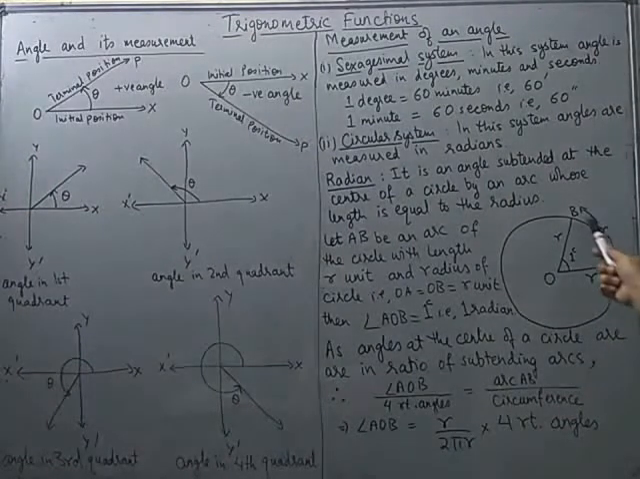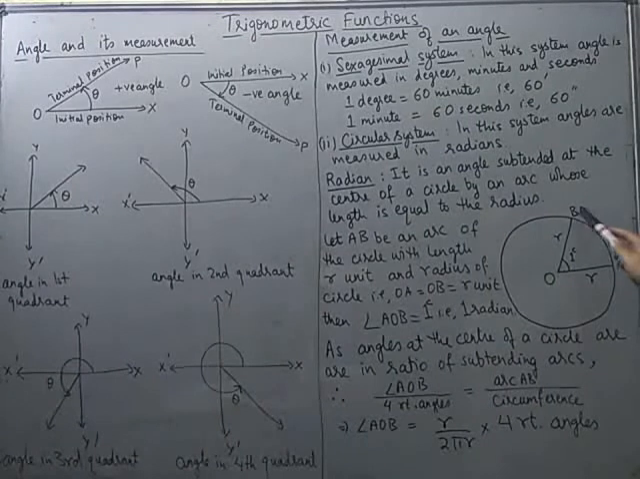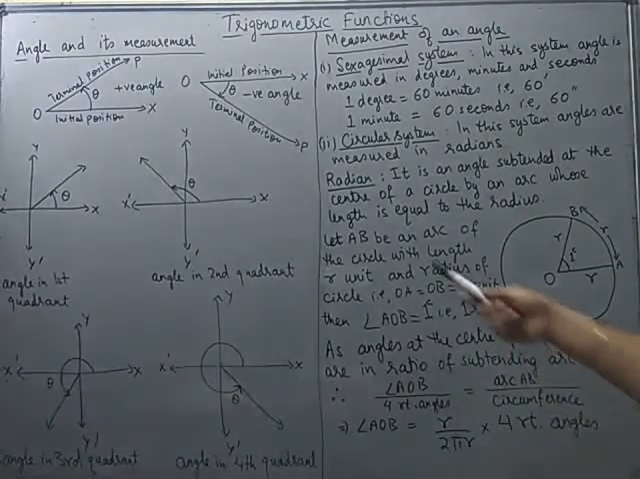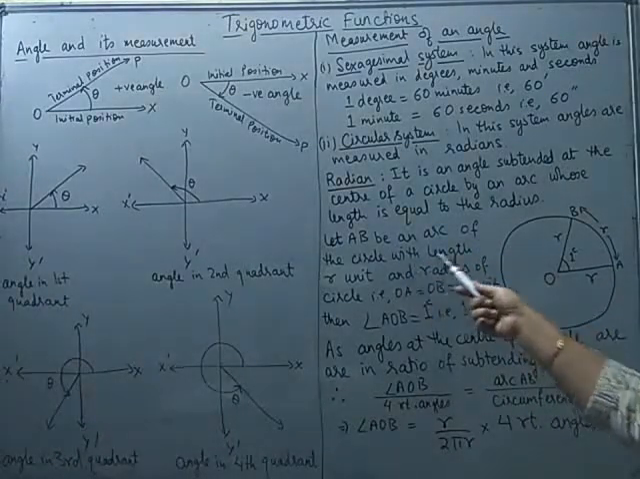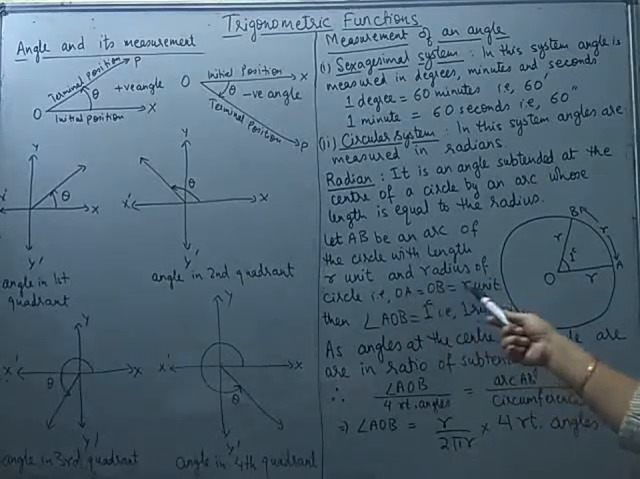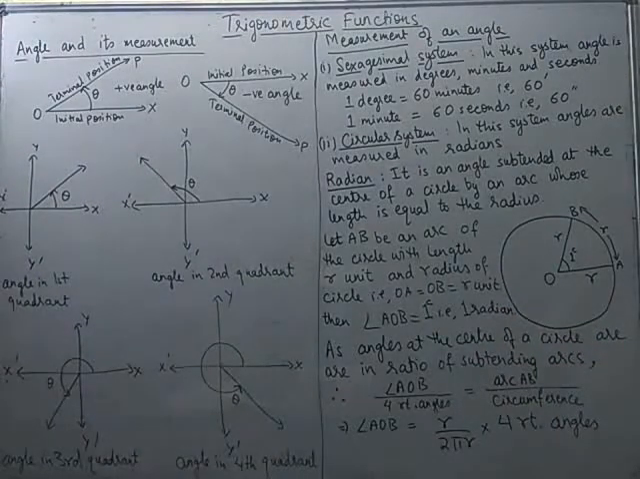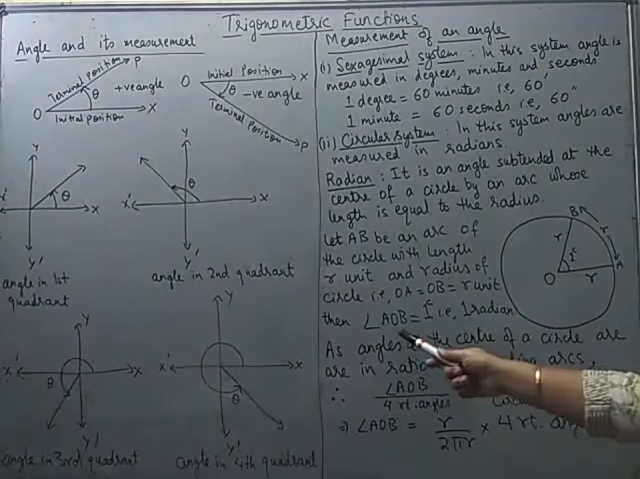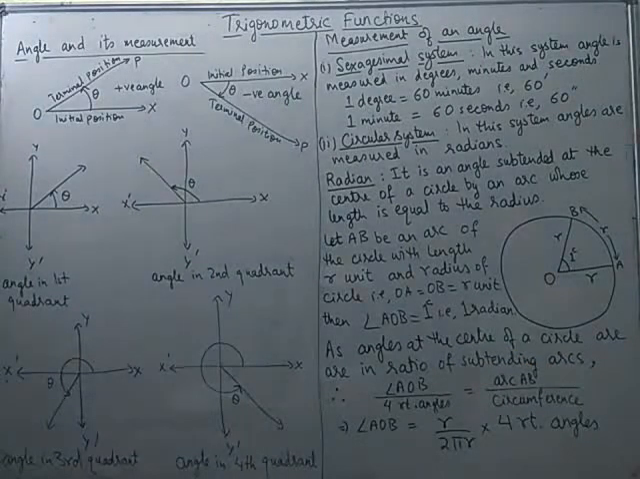Now, if this arc length AB is equal to the length of the radius, okay? So, if I take an arc length R of the same length as that of the radius, then this arc, whatever angle it will make at the center, will be 1 radian. So see, let AB be an arc of a circle with length R unit and radius of the circle, which is OA or OB, which is also equal to R unit. In that case, this angle AOB will be 1 radian.